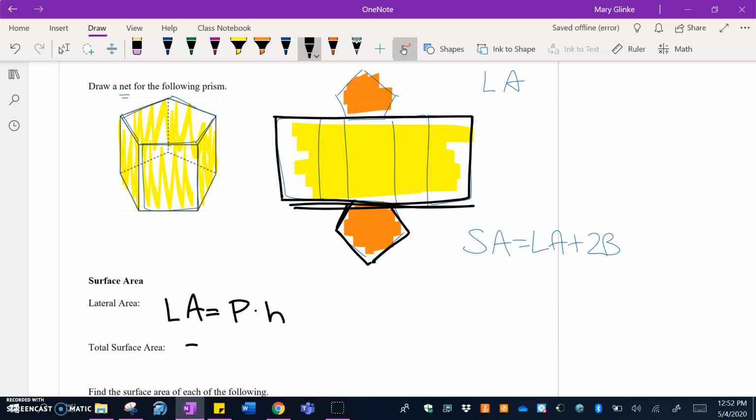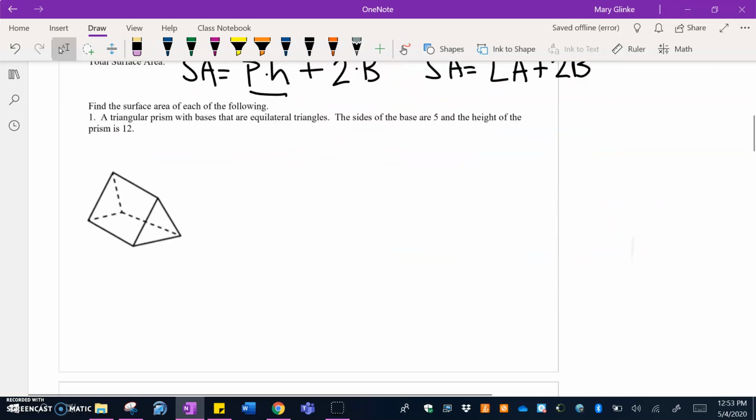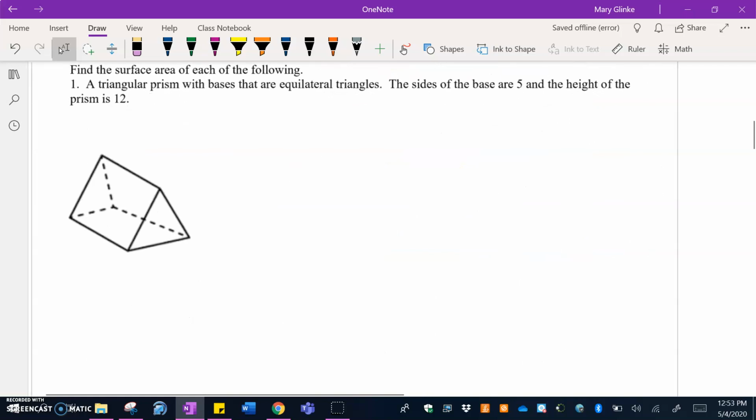And to find the total surface area, you're going to take that lateral area and add 2 times the area of the bases, because the bases are congruent. So you can write that formula two different ways: the lateral area plus 2 times the area of the bases, or you can plug in the perimeter times the height plus 2 times the area of the bases. So let's take a look at some examples and actually calculate some things here.